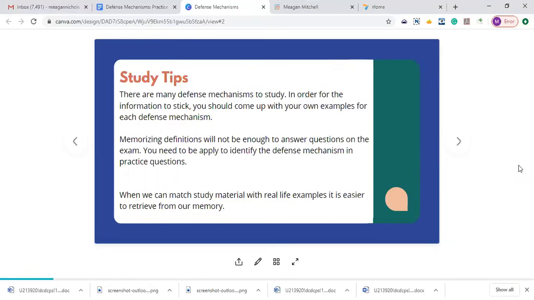So for defense mechanisms, another tip is that just memorizing the definitions is not going to be enough. You need to be able to apply the information you've learned from those defense mechanisms to be able to answer practice questions. So for these, I say definitely take a look at them, come up with your own examples, and be able to answer practice questions in real life scenarios.